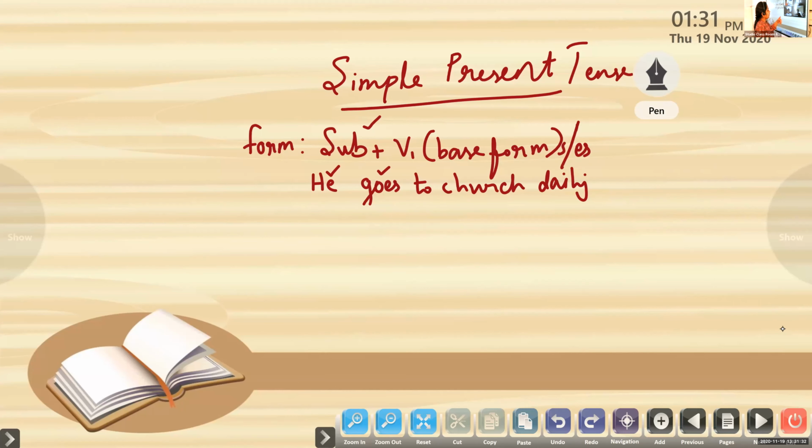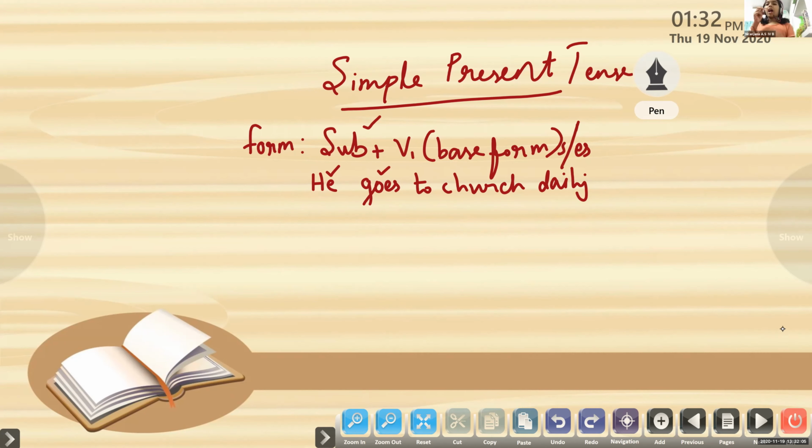Can anyone try something else which you do other than brushing? Okay, Ashwin? I study. How many hours? 2. Okay, I study 2 hours daily. Okay, very good. Niranjana, can you try something else?